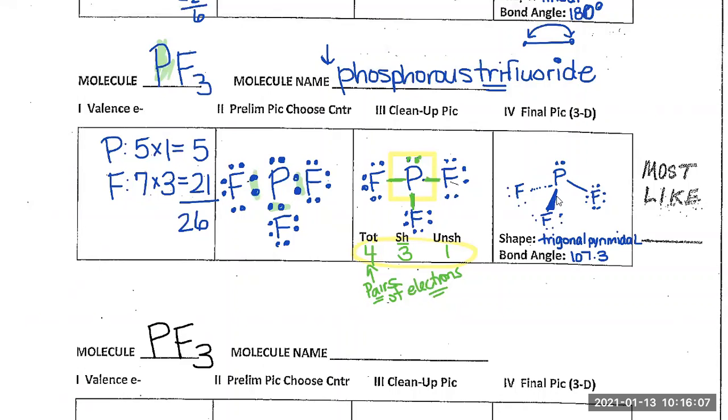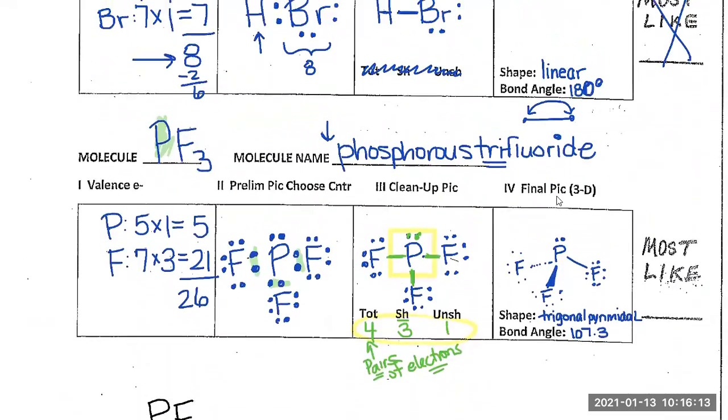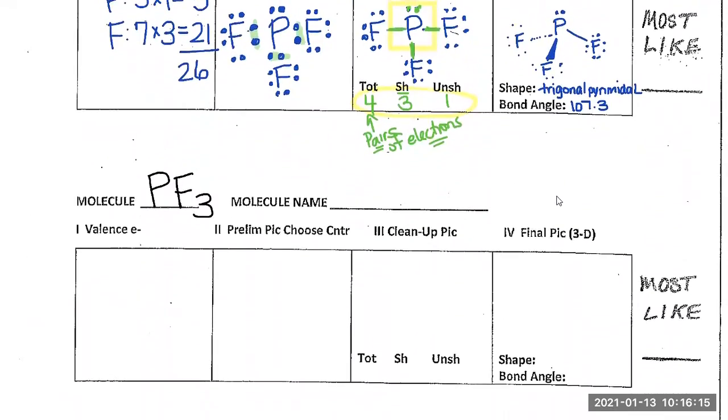And 1, 2, 3, 4, 5, 6. Okay, so let's move on to the next one. All right. Oh, that's weird. All right, so I have PF3 here. Let me take a look at what's supposed to go here. Oh, I see. Okay, so I skipped the one we had in homework. The other one is SiCl4.